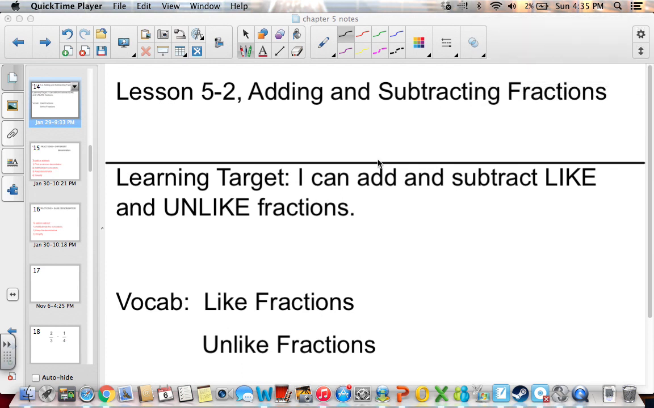So make sure you label the top of your notebook with the lesson number and the title of our concept. Our learning target is being able to add and subtract like and unlike fractions. A couple important vocabulary words that you want to watch for and write down the definitions as we come to it would be like fractions and unlike fractions.